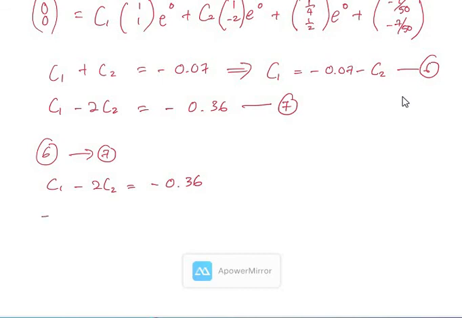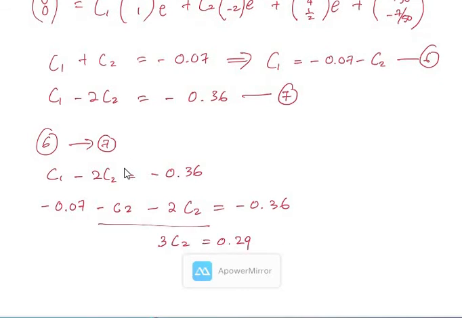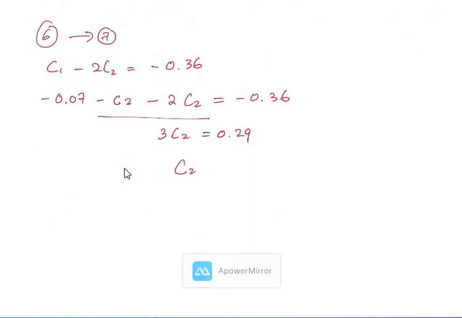We have C1 minus 2C2 equal to negative 0.36. So we substitute the value of C1. C1 we get negative 0.07 minus C2. Okay, again minus negative 2C2 equal to negative 0.36. So we solve this one, we get 3C2 equal to 0.29. So C2 equal to 29 over 300. This is equation number 8.